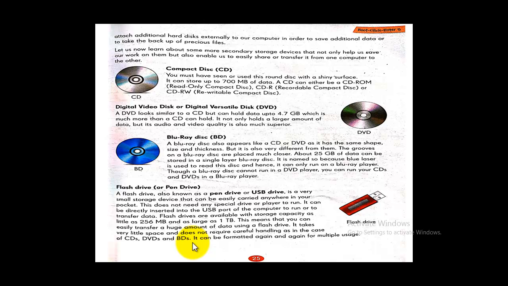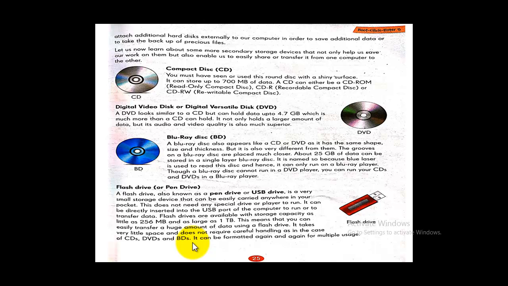But it doesn't need any of this careful handling in the case of a pen drive. In a pen drive it doesn't need any careful handling, so we can put it in our pocket and go, take whatever we want to take, put it in our computer, and copy and paste it in our computer also. So it is very useful for transferring data or a huge amount of data.